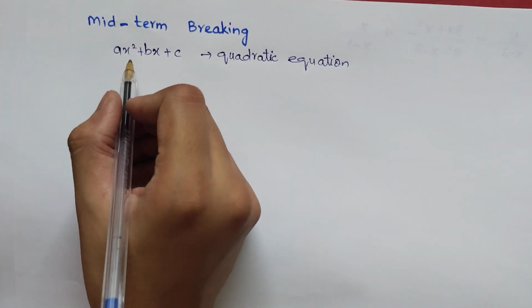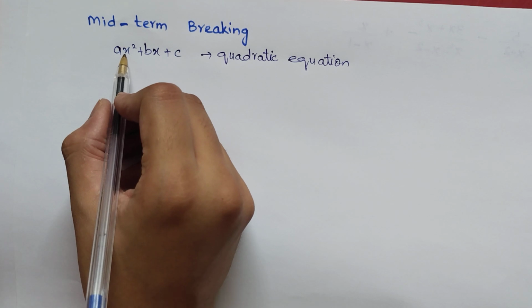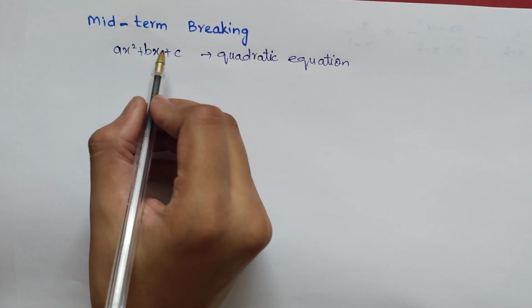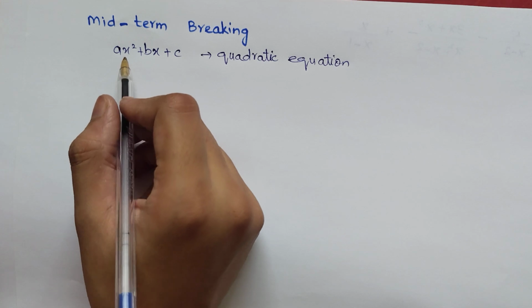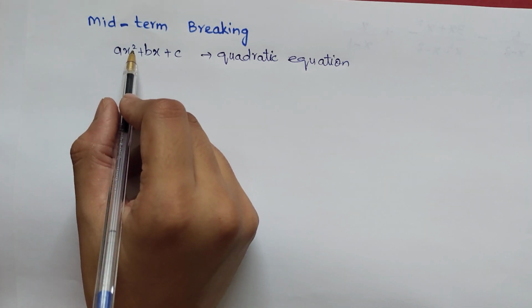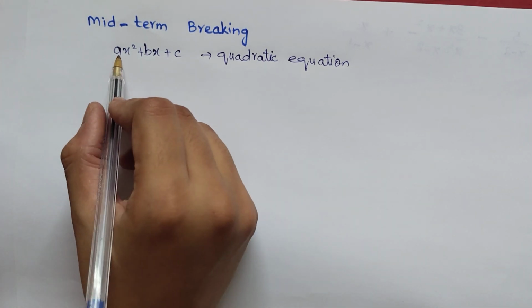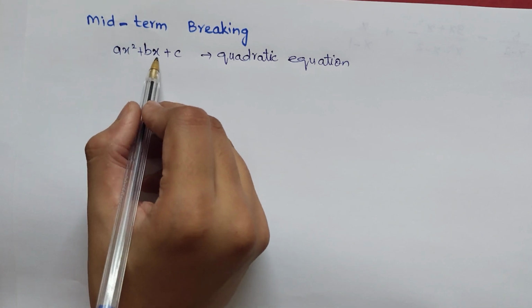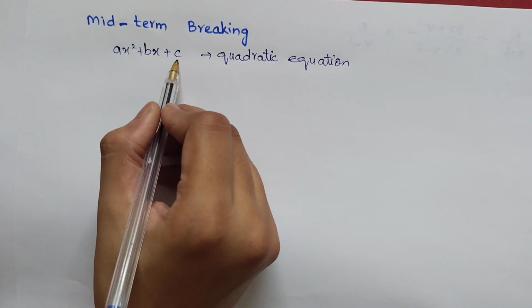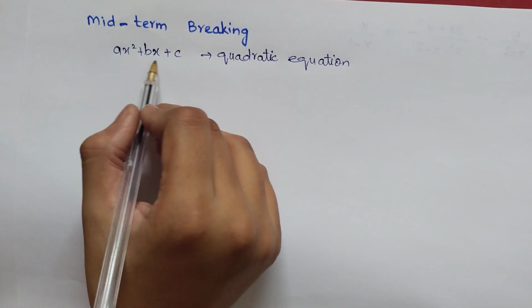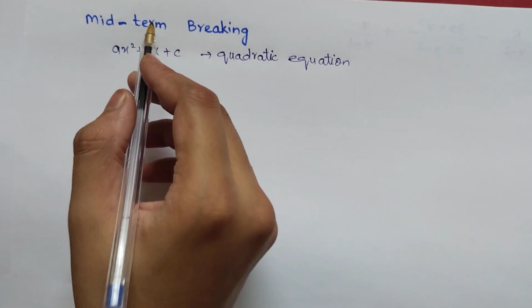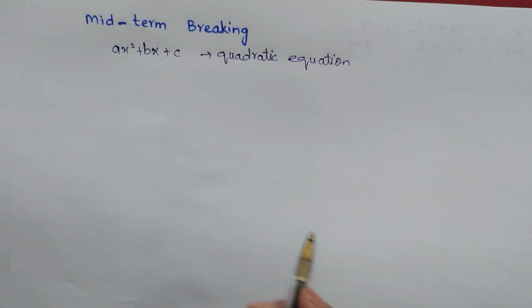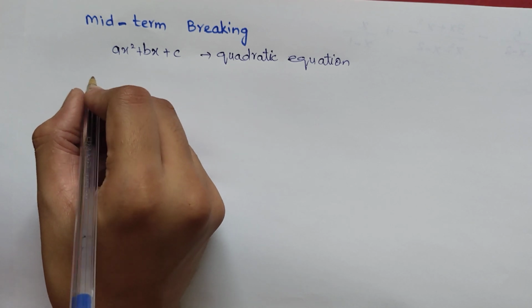It is a quadratic equation because the degree of x is 2, so degree means higher power, so degree is 2, so it is the quadratic equation. And you'll see ax square plus bx and then c constant. Okay, when you see this form, it means it's a quadratic equation, and middle term breaking is possible for quadratic equations. Now let's do a quadratic equation.